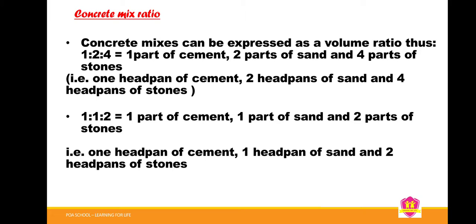Let's look at another example. 1:1:2, which means 1 part of cement, 1 part of sand, and 2 parts of stones. And when we translate this to site terminology, it also means 1 headpan of cement, 1 headpan of sand, and 2 headpans of stones.